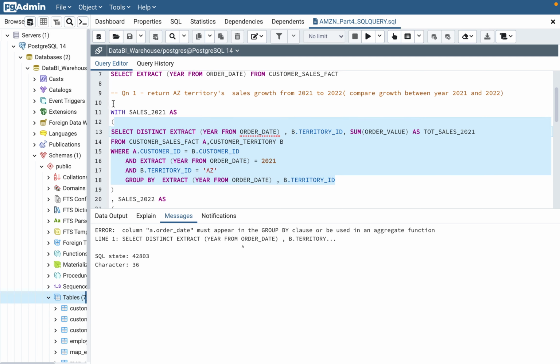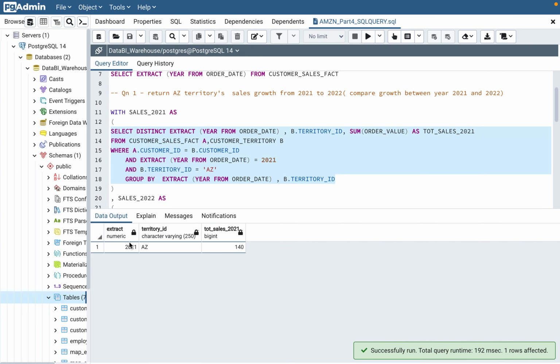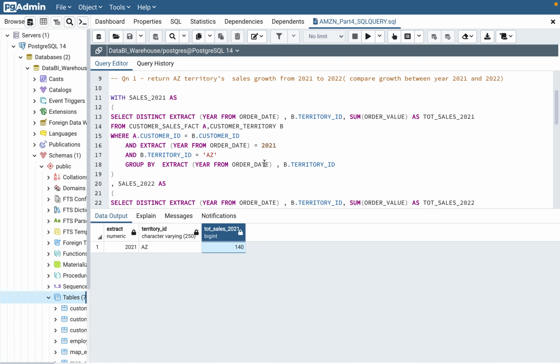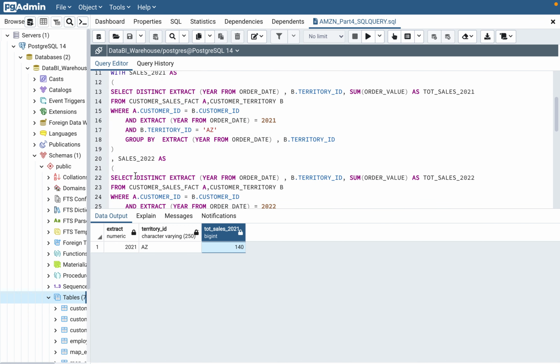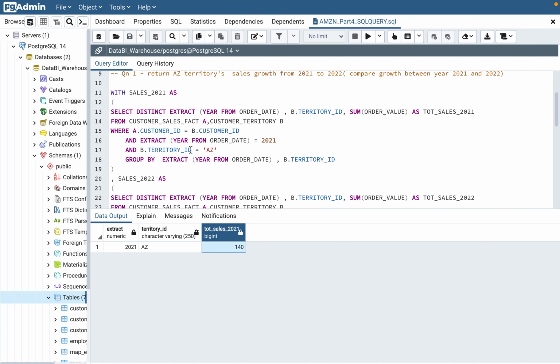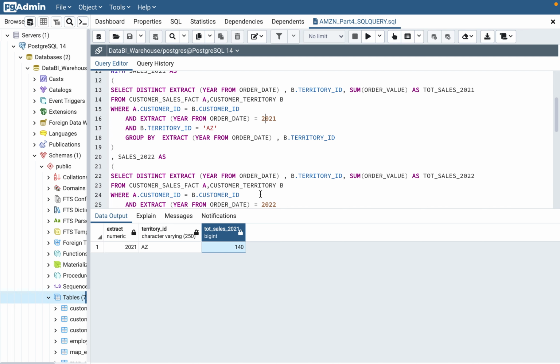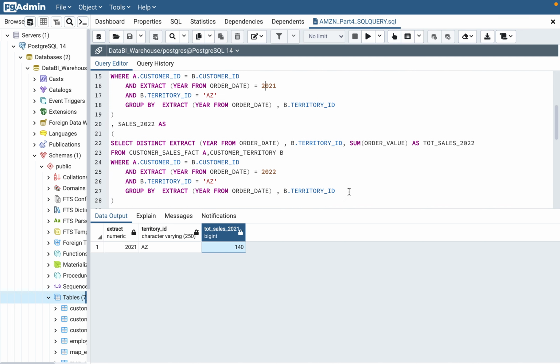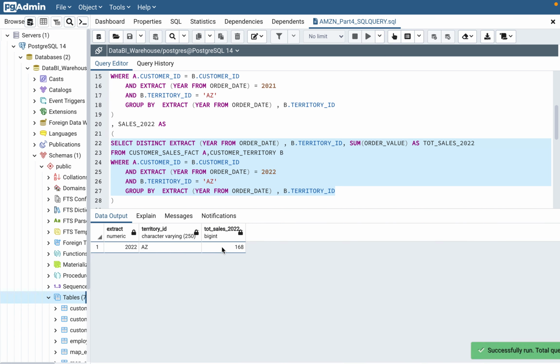So if you run this query, what it is telling you is for the 2021 year we selected Arizona as a territory, and the sales for 2021 was $140, right? Similarly, we can create the same table. I have just copied the query and put the year as 2022, because everything else remains the same. We just want the sales for 2022 for Arizona. So if you see here, it's 168, right?